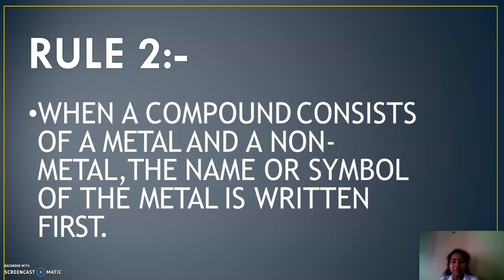Then the second rule: when a compound consists of a metal, we have to write the metal first, then the non-metal second. If both are non-metals, then what will you do? We have to write first the one having positive charge, and second the one having negative charge. That is, we write the cation first, the anion second. So metal first, non-metal second. If both are non-metals, cation first, then anion.